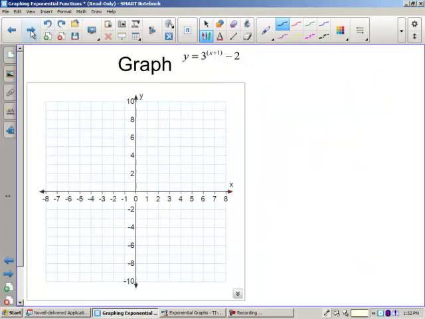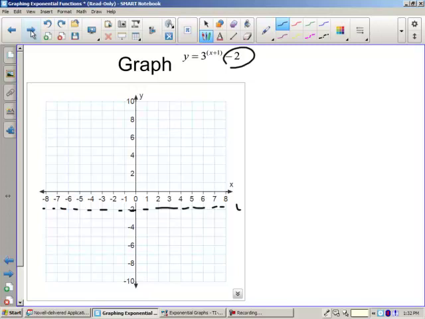All right, let's look at one that's a little bit tougher. How about y is equal to 3 to the x plus 1 minus 2? I don't know why it got so small, but it doesn't really matter. Once again, I look here first. I'm going to have a horizontal asymptote at y equals negative 2. So let me put that down first.